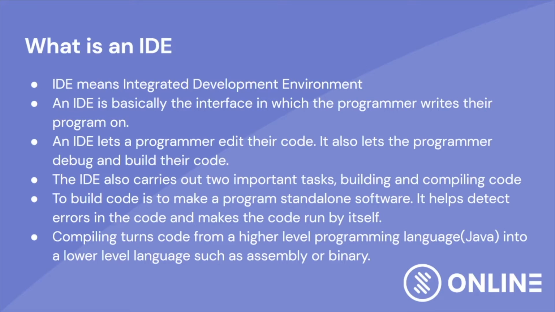The IDE carries out these two important tasks, building and compiling. To build the code is to make a program standalone software, code that can run by itself on the machine. It helps detect errors in the syntax, which we'll learn later on, of the code, and makes the code run by itself. Compiling turns code from a higher level programming language that we talked about into a lower level programming language, such as assembly or binary, that the computer can more easily understand.